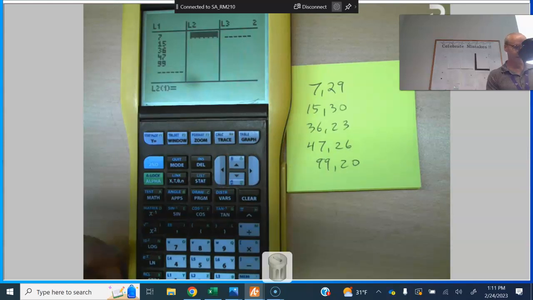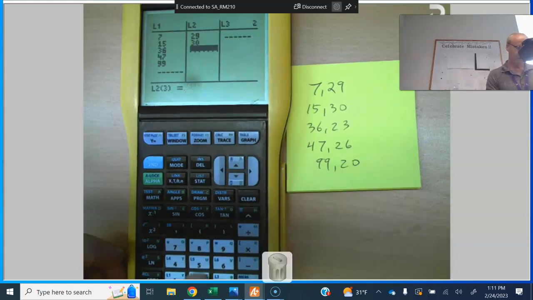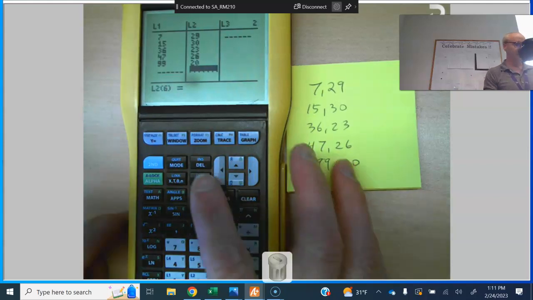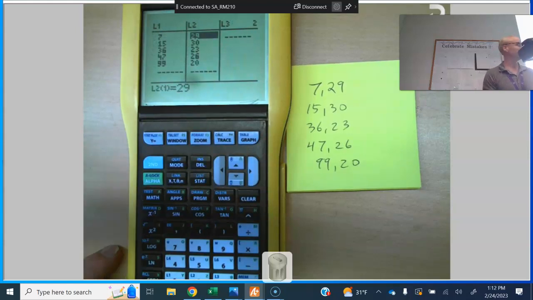And list 2 are our Y values. That's 29, 30, 23, 26, and 20. This again is stat, like this, and the very first thing you choose it. You can either press the 1 or enter, doesn't matter, and you edit your list and make sure all of your X's and all of your Y's are in your calculator.